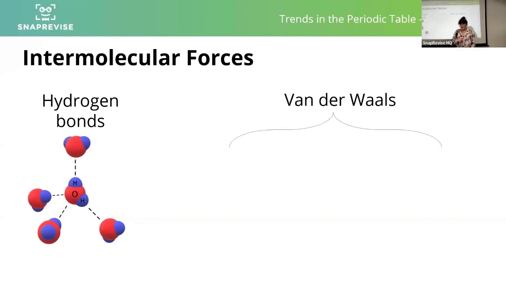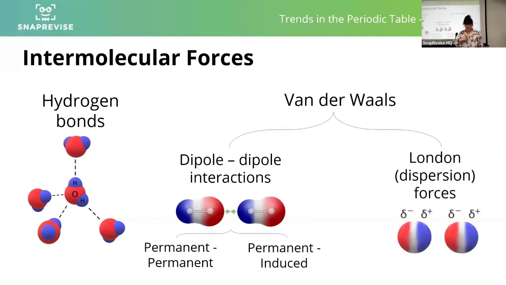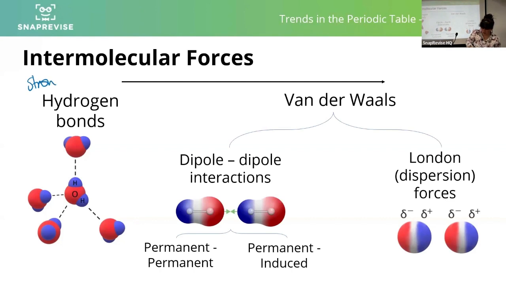Now, van der Waals is what I was saying earlier. Van der Waals is actually an umbrella term which includes permanent dipole-dipole interactions and London dispersion forces. Now, London dispersion forces are the weakest, so let's add that in. So these are our strongest type of intermolecular force. These are the weakest type of intermolecular force. Hydrogen bonds are strongest. London dispersion forces are weakest.